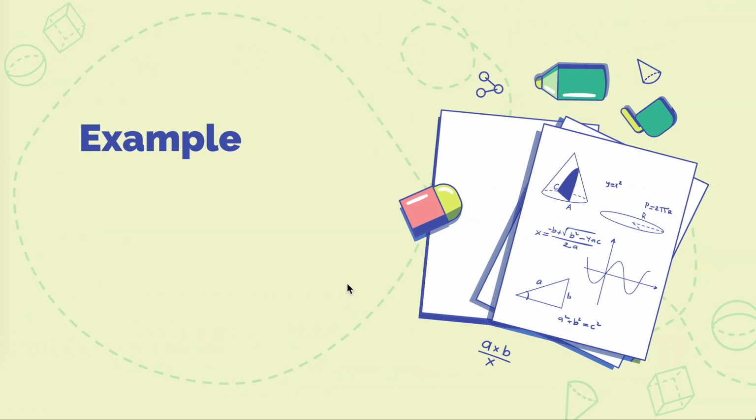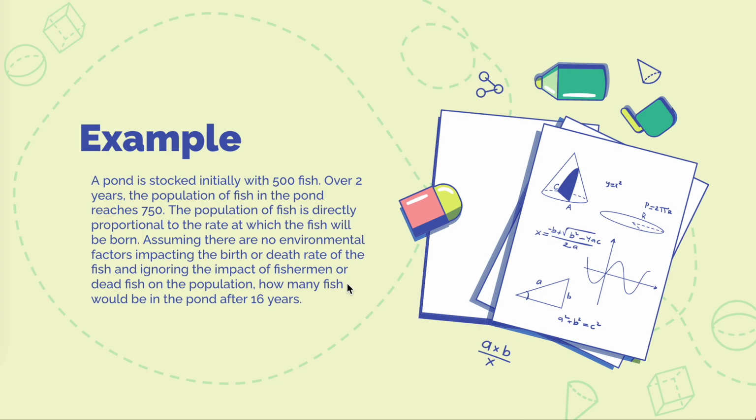Alrighty, let's go ahead and do an example. So it says here that a pond is stocked initially with 500 fish. Over 2 years, the population of fish in the pond reaches 750. And then the population of the fish is directly proportional to the rate at which the fish will be born. Then, assuming there are no environmental factors impacting the birth or death rate of the fish, and ignoring the impact of the fishermen on the dead fish in the population, how many fish will be in the pond after 16 years?